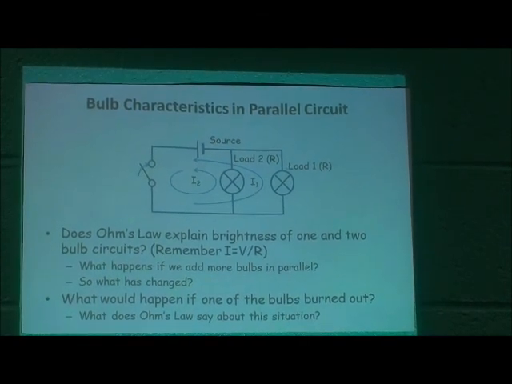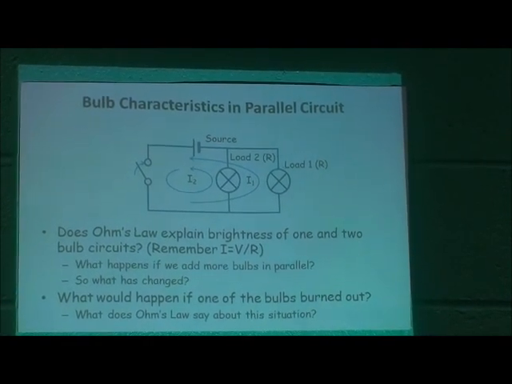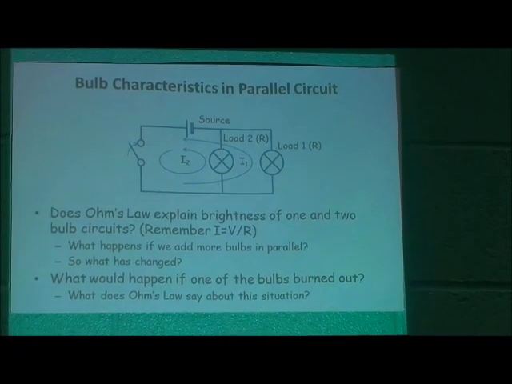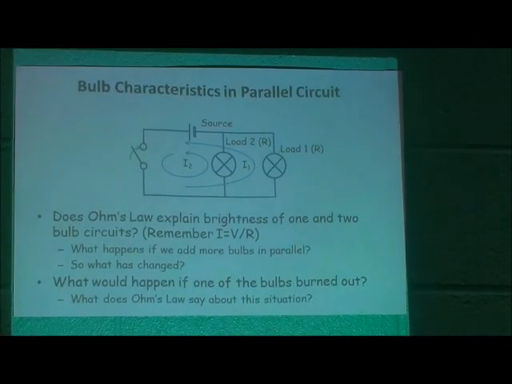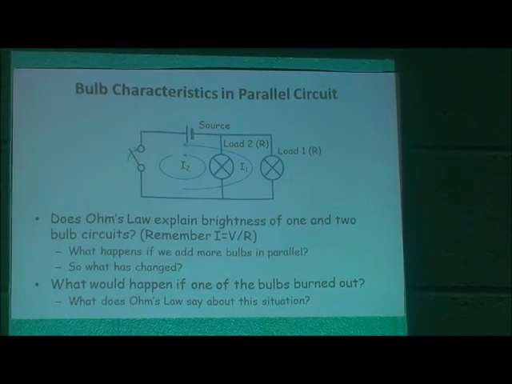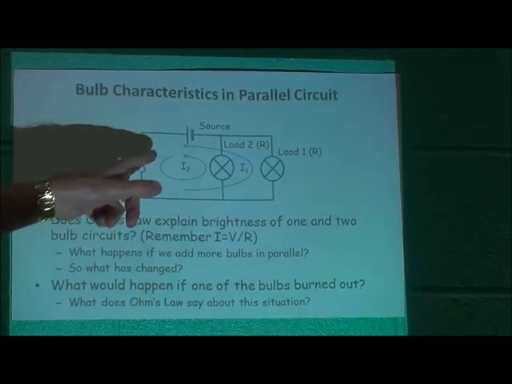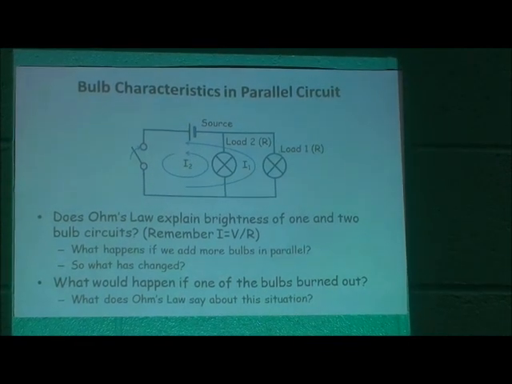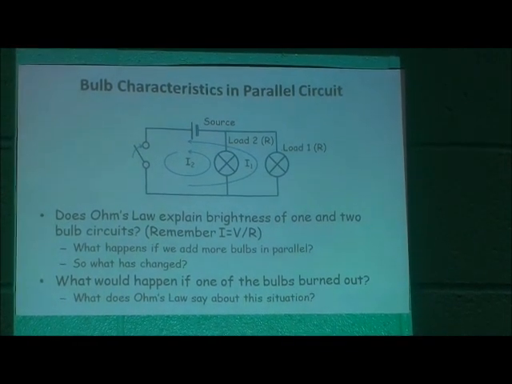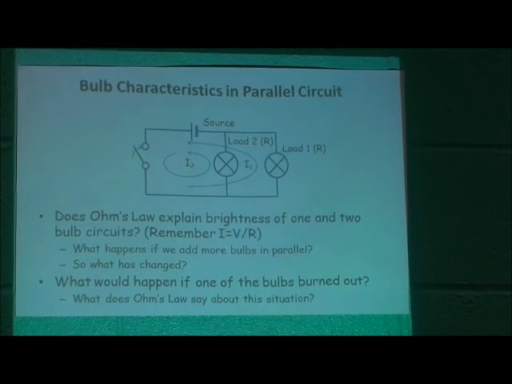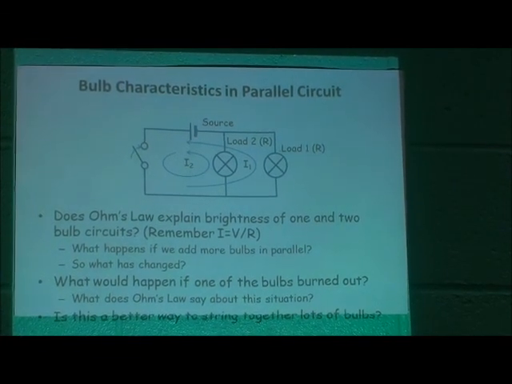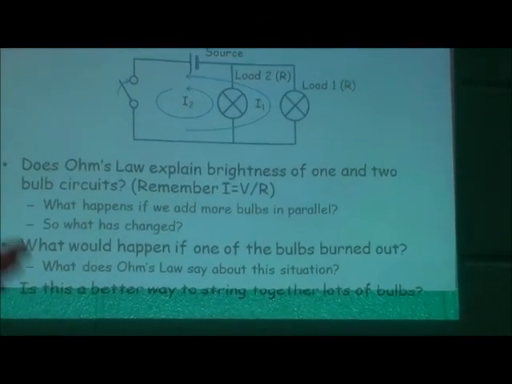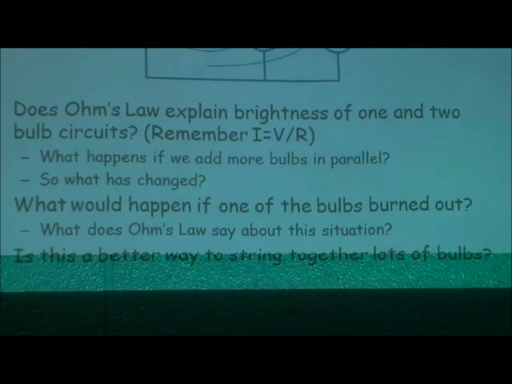Now, what would happen if one of the bulbs burned out? Suppose load 1 burns out. Remember, that now becomes an open circuit. It's just another switch over here. Well, we still see a loop here, and load 2 is still being powered. So the answer you're supposed to come up with is that the remaining bulb or bulbs will remain lit. So is this a better way to string 20 bulbs together? Well, yes, because when one burns out, we can see which one it is and immediately replace it.